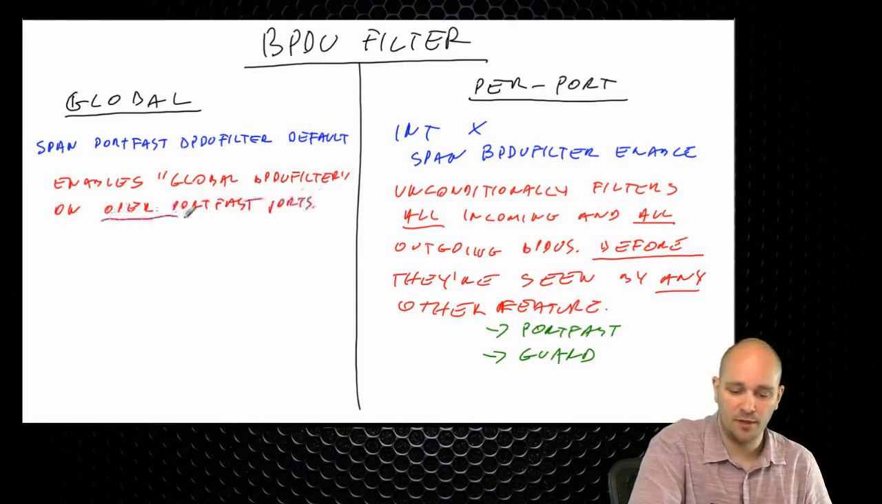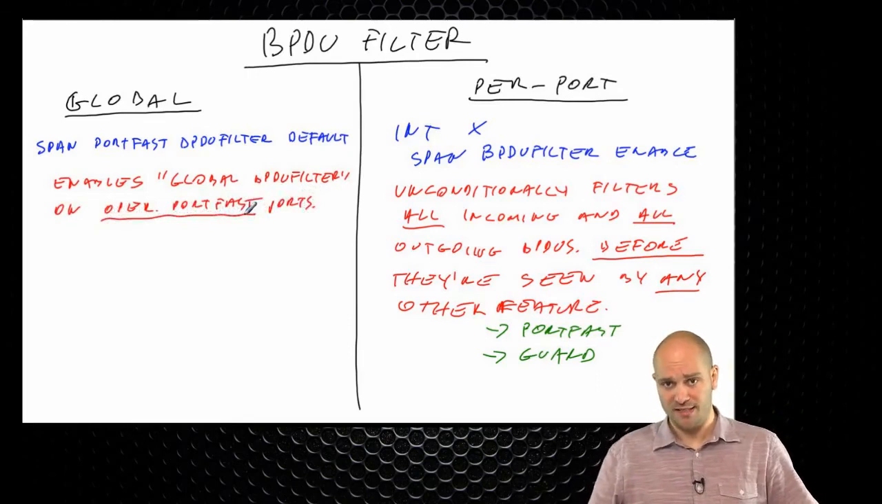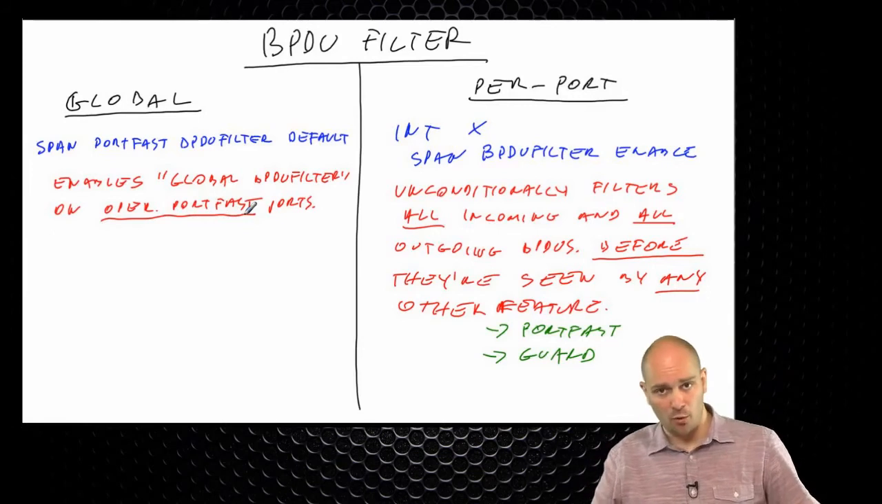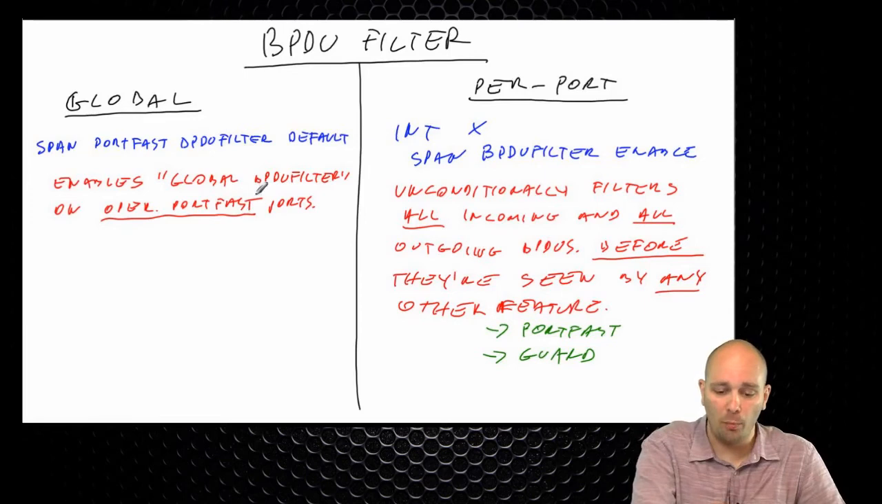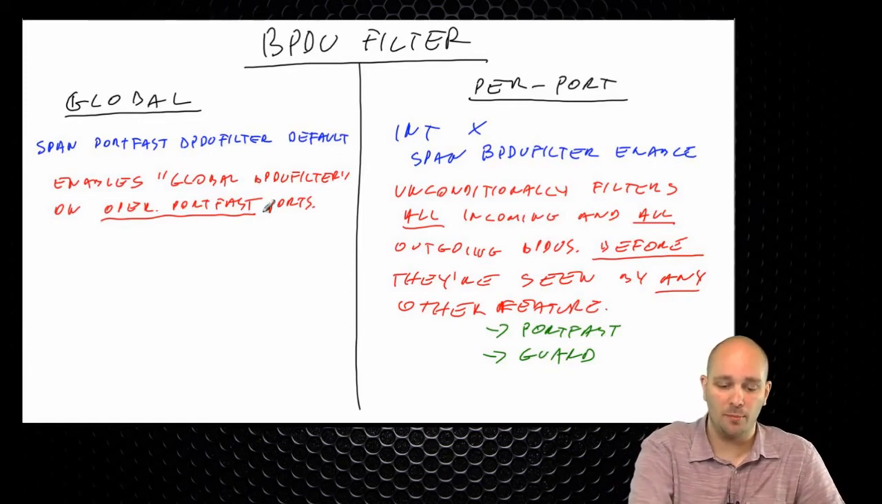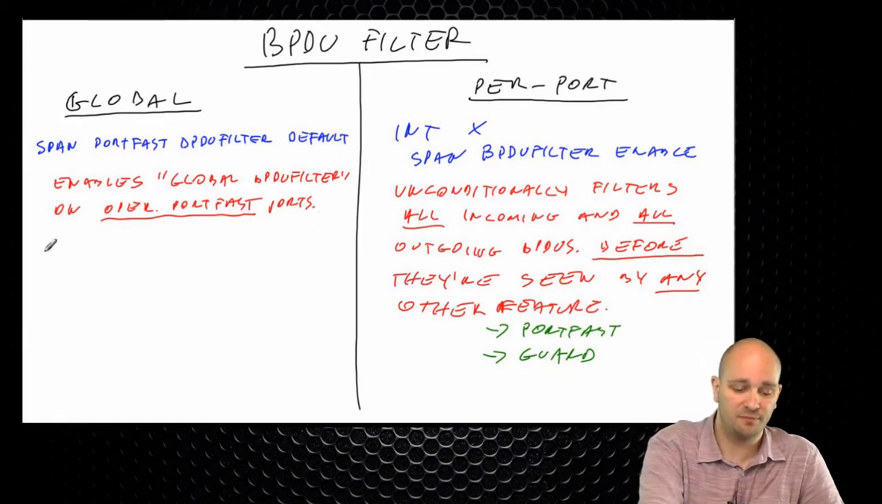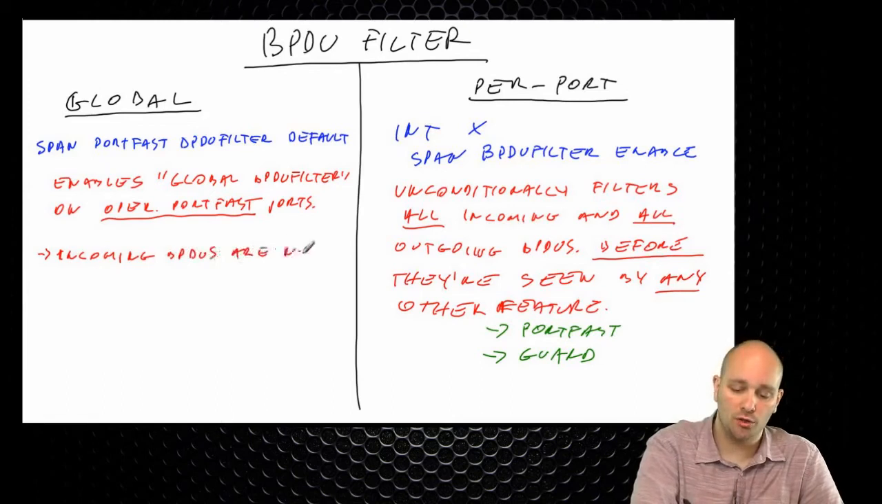Just like with the BPDU guard in the previous example, it doesn't matter how the port became Portfast. If it's Portfast, no matter what, this feature will actually be enabled on it. But I'm calling it the global BPDU filter here because, as you will see, the behavior is somewhat different than this one here. So it enables global BPDU filter on all operational Portfast ports. What it does is outgoing, or actually incoming, BPDUs are not filtered.